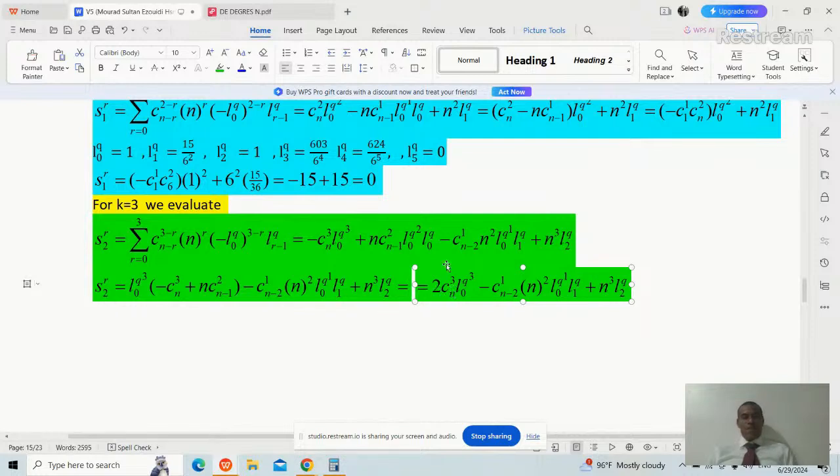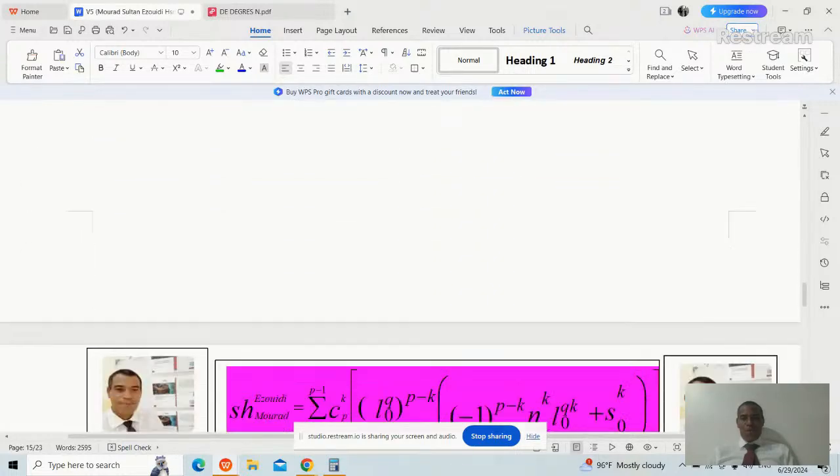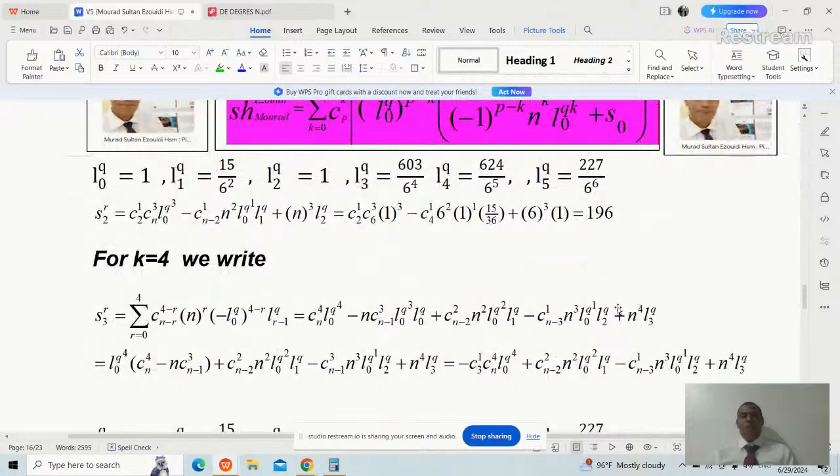Then the rest has been written as they are, minus combination n minus 2 choose 1 and squared L0 for the q times L1 for the q plus n cubed. I will find the value of this. If you use a calculator, learners, you will find the value of this is equal to 196.